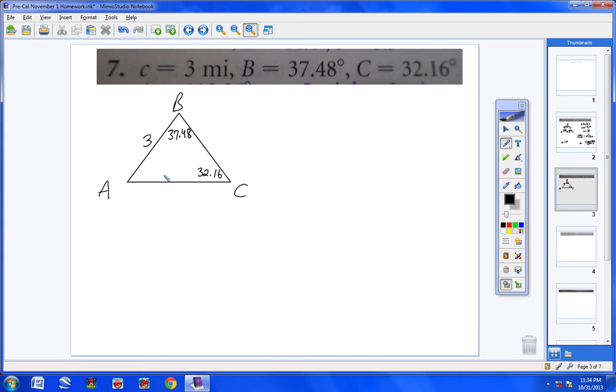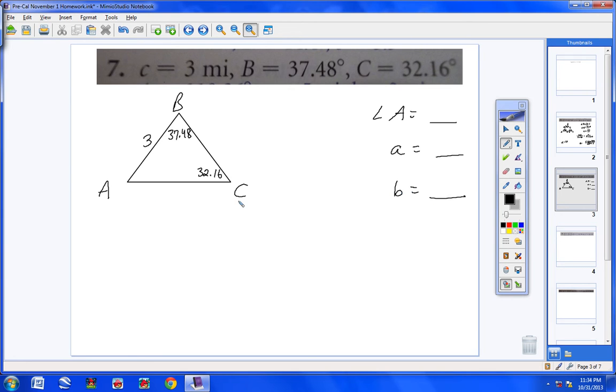Angle, angle, side is one of the easy problems. We don't have to worry about no solution or two solutions. We just solve it. So let's see. First of all, we're missing angle A. We're also missing side A, and we're also missing side B.